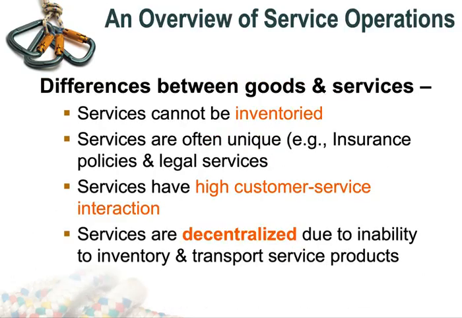So, what is the difference between goods and service before we go to the supply chain of services? Number one, service cannot be inventoried or stored, and services are often unique. For example, an insurance policy or legal services are quite different from restaurant services, right? And services have high customer interaction, and services are decentralized due to the inability to inventory and transport the service product.